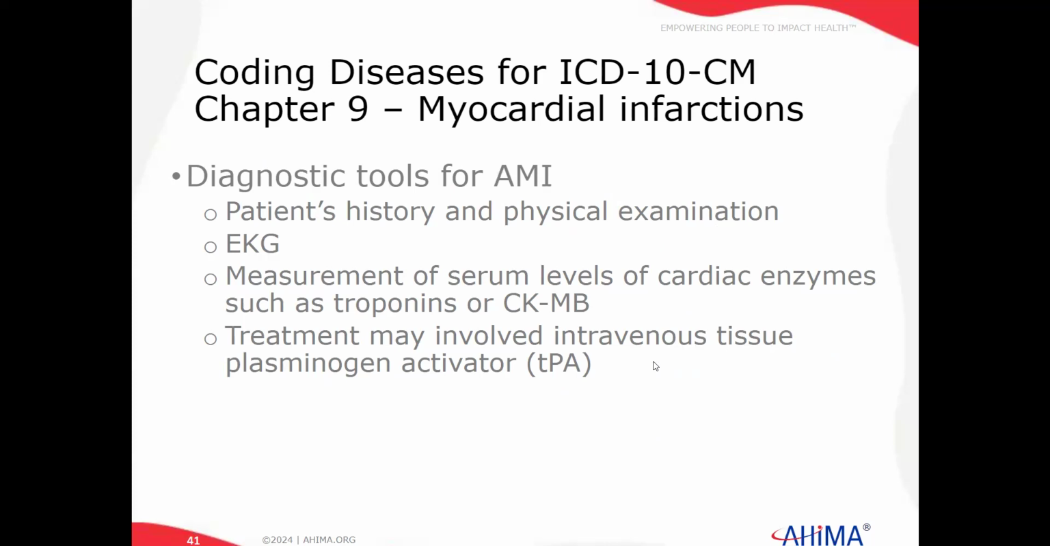And then the important thing to check is cardiac enzymes. These are the troponins or the CKMB. These should be commented on in the note. They're also a part of the record as well. And if we see treatment involving intravenous plasminogen activator, commonly referred to as TPA, that's how we know that an AMI is going on. Usually these are very well documented.